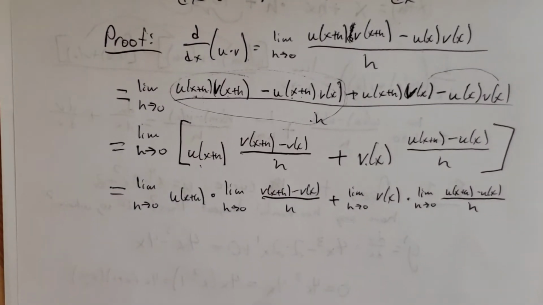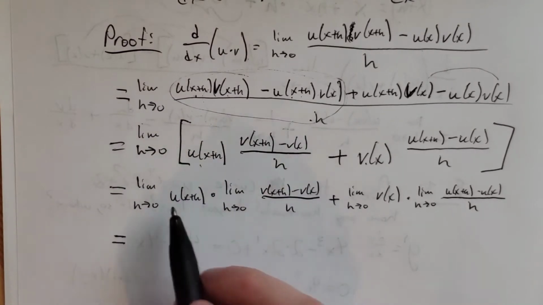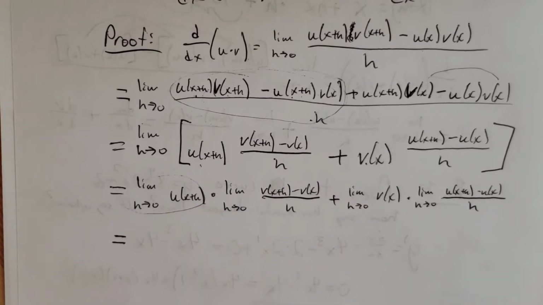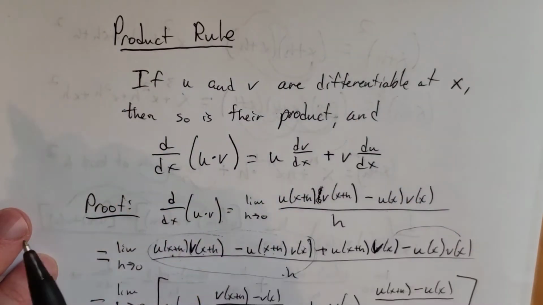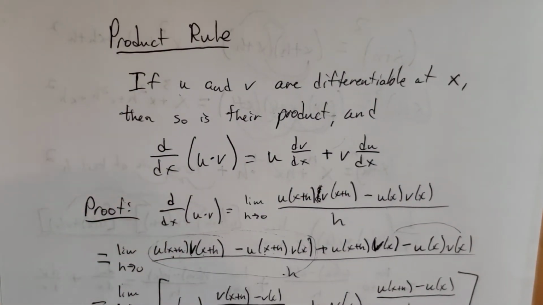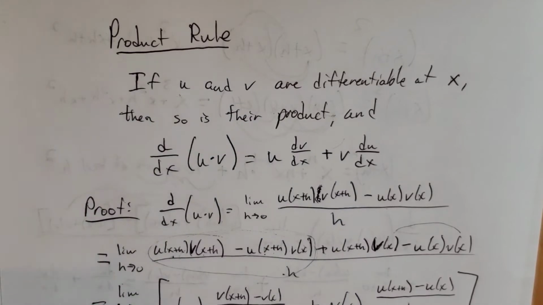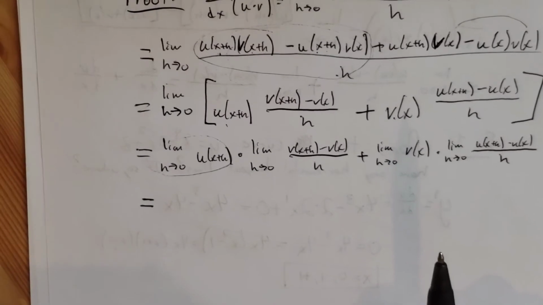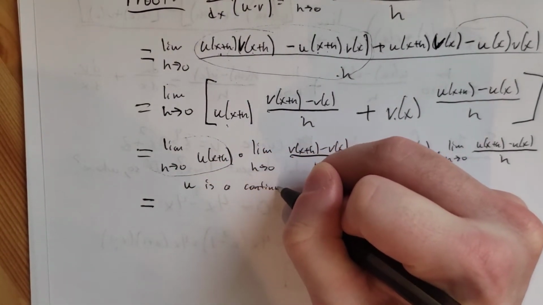Okay. Well, what is this? How do we figure out what this is right here? Let's go back up here and look at our assumptions. We're given that u and v are differentiable. If we recall from videos from a previous week, if u is differentiable, it is also continuous. So u is a continuous function.